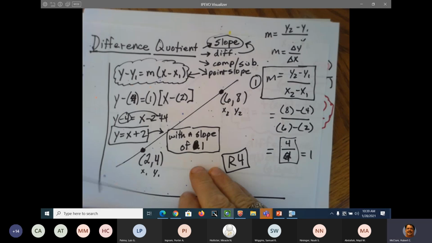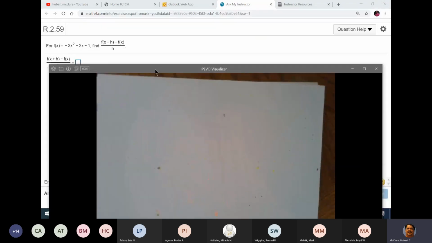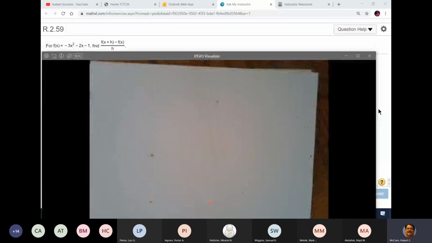I'm trying to find it. There it is. There is our question. And they're basically saying, find the slope of the line at any number of negative 3x squared minus 2x minus 1. So I'm going to rewrite the problem. You know, the things I do for y'all, I tell you. All right.